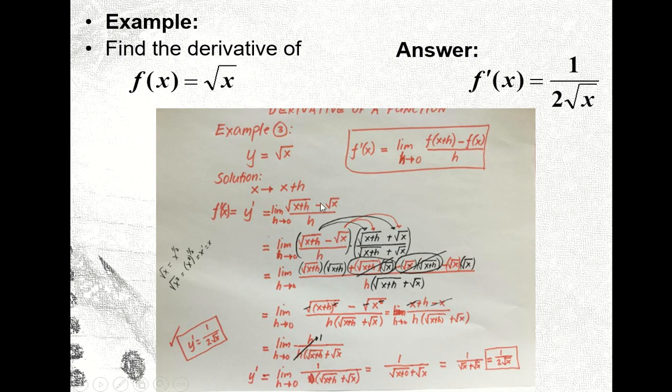The conjugate of the numerator is square root of x plus h plus square root of x. So that's why we have it here, the conjugate. Then what you did in the numerator, do it also at the denominator, so that we are not violating any rule. We are not changing the function here, because this thing over the same thing is equal to 1.